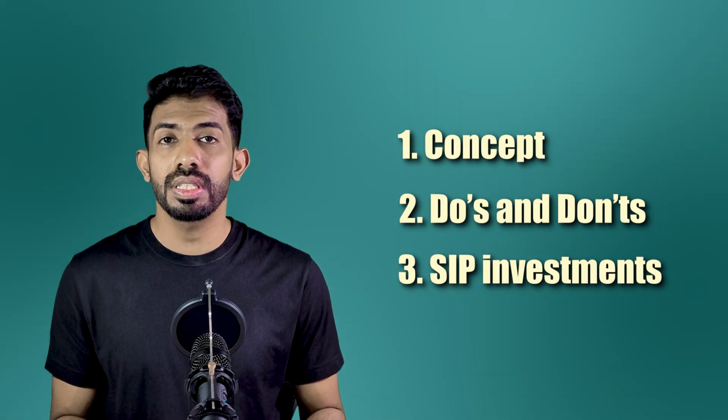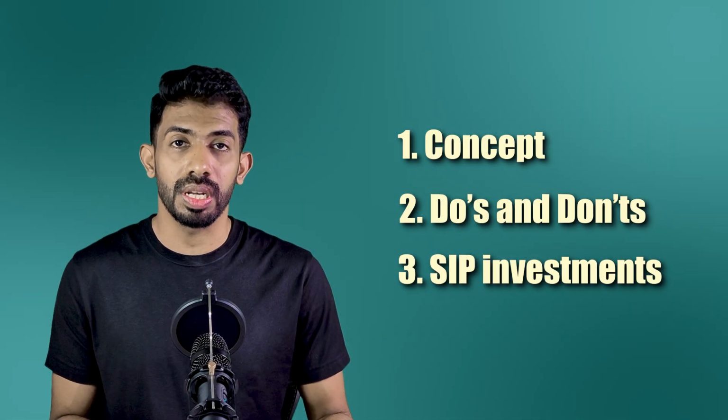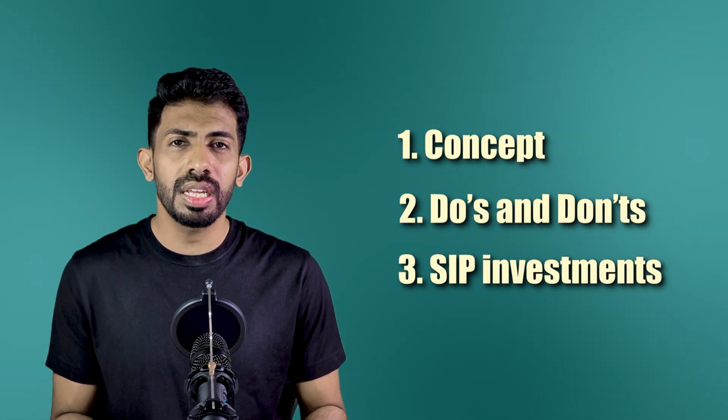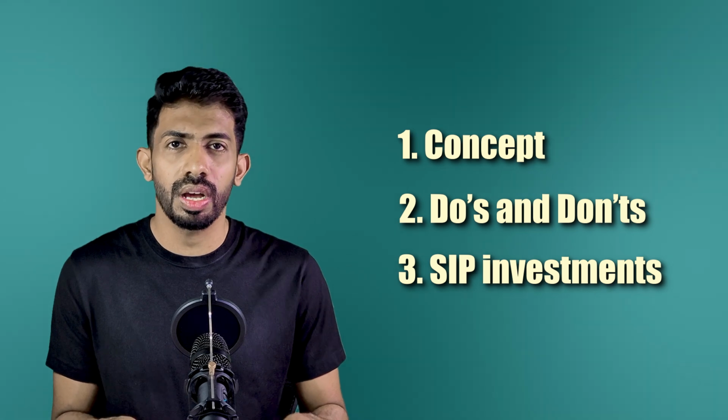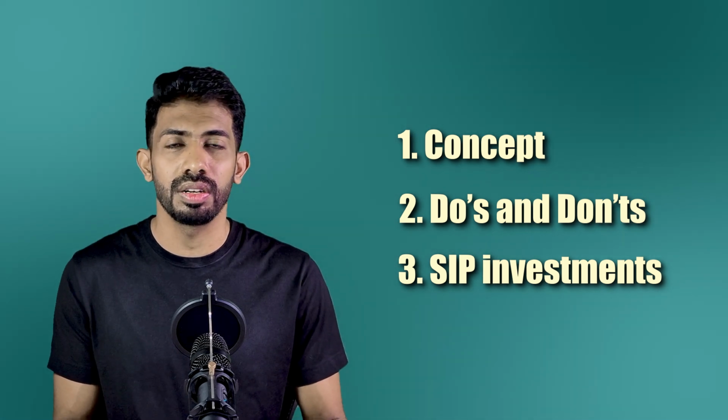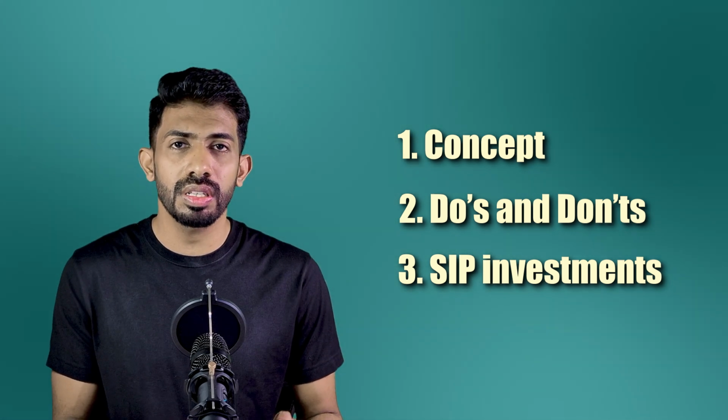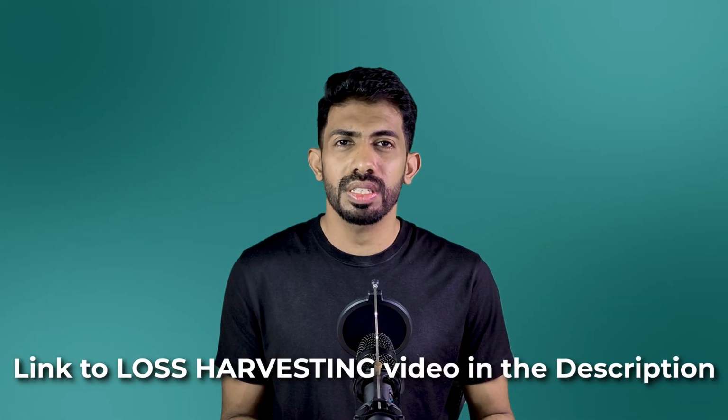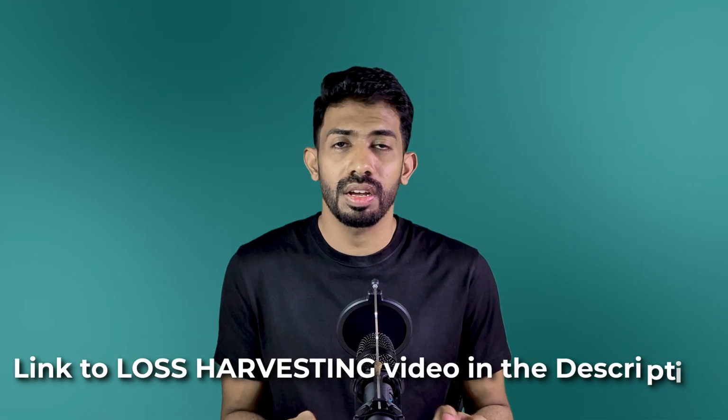The problem with SIPs is that the transactions happen over months while you're investing, and determining how many units exactly to sell to harvest the right amount of tax can be a little confusing. So we'll go through some Excel workings to find out how to do that. Remember, this video doesn't cover loss harvesting, which is a slightly different concept and is covered in a separate video.